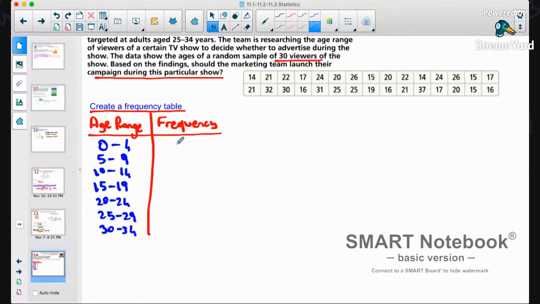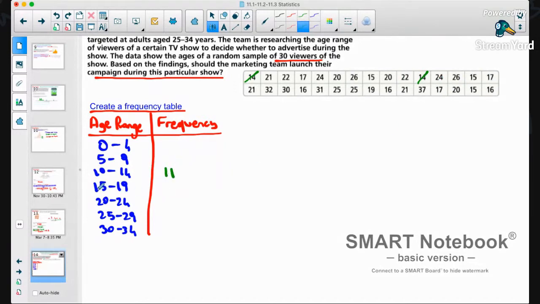Now let's find the frequency. When you look at this table, between 0 to 4, how many people are there? As you see here, there are 0. And 5 to 9, there are 0 as well. Now 10 to 14, how many people are there between 10 to 14? When you look at here, 1, 2, there are 2 people.